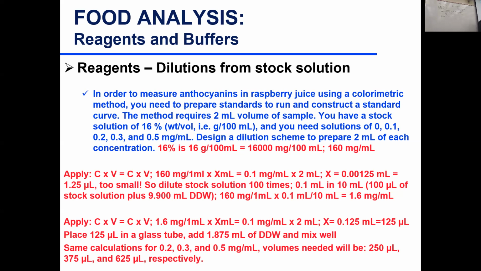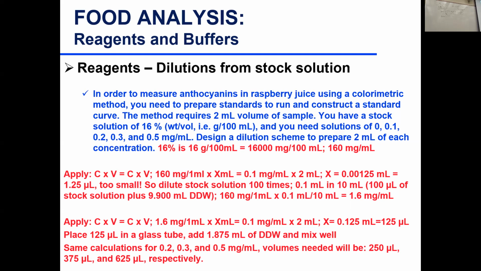And then you apply C times V equals C times V. So you get the 125 microliters instead of 1.25 microliters. And then you add this to 1.875 milliliter of water. You get 2 ml with that concentration. And you do the same calculations for 0.2, 0.3, and 0.5.